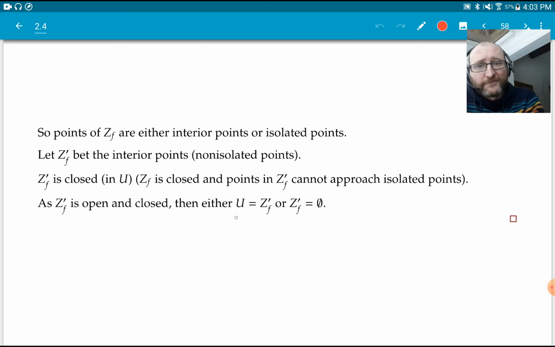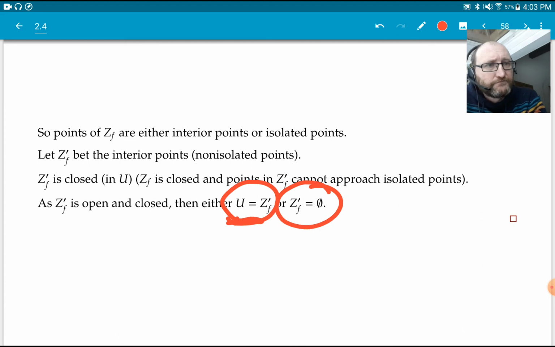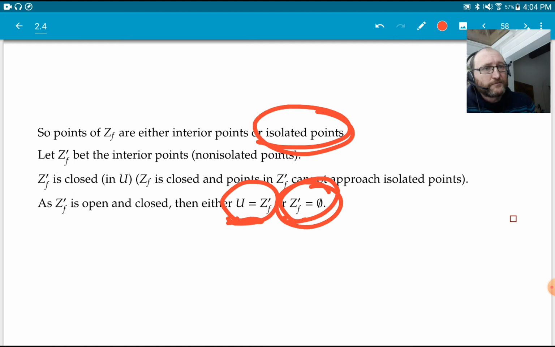So therefore, because U is a domain, it's connected. Either U is Z_f prime or it's the empty set, right? And we know that it's not all of U because we said that f is not identically zero. So therefore, Z_f prime is the empty set. That means that Z_f are just isolated points, right? And we're done, right? So that's the lecture.